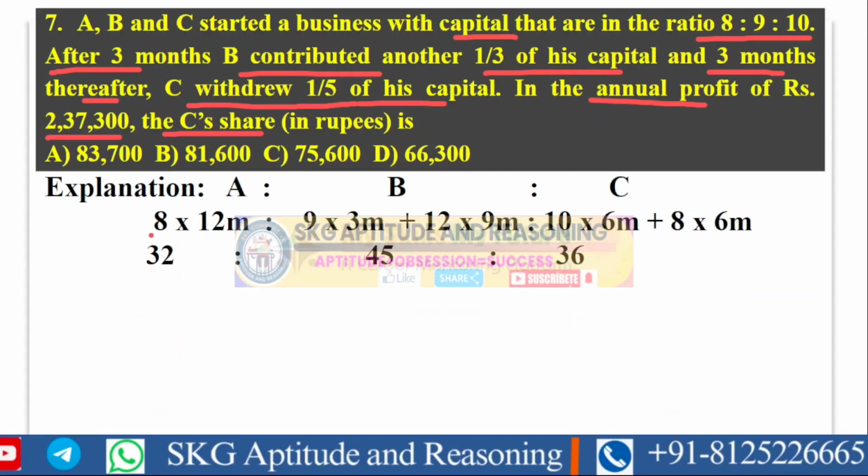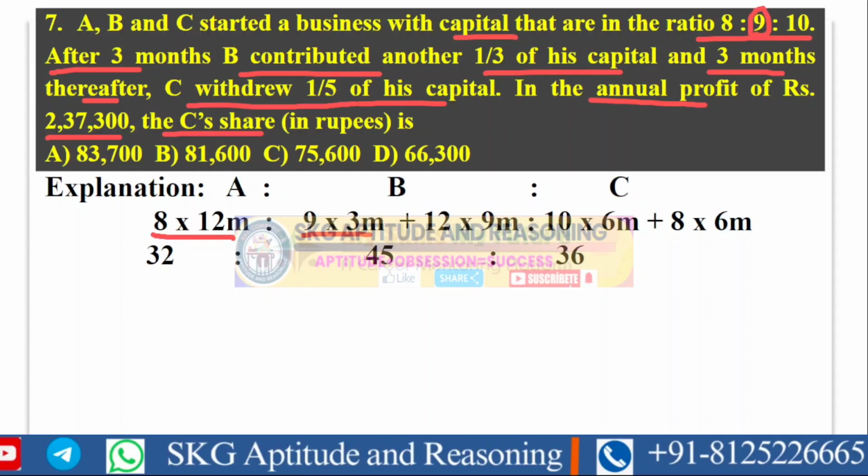So here nothing was mentioned about A, which means A was in the business for the complete year. B invested 9 parts initially, but for 3 months. After 3 months, B contributed another one third of his capital. So the initial amount of B was 9 parts. After 3 months, he is investing one third extra.